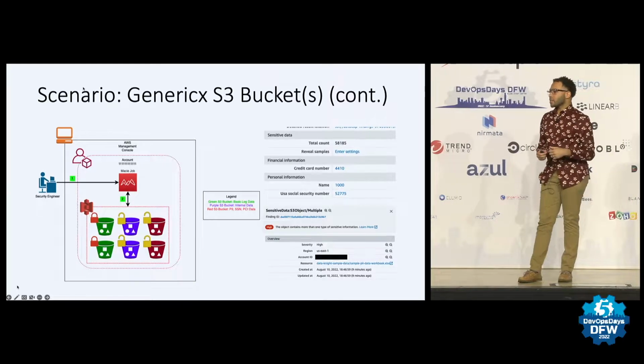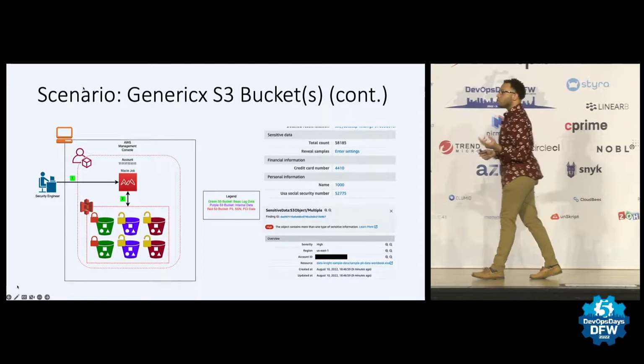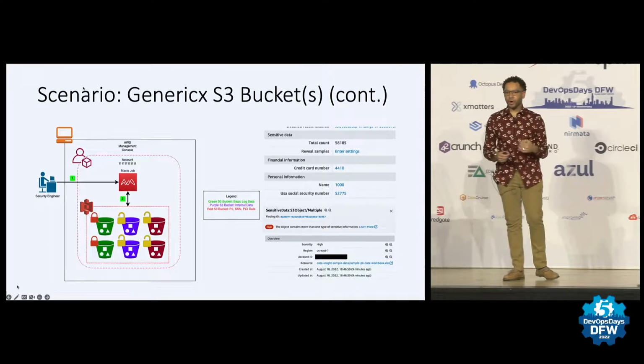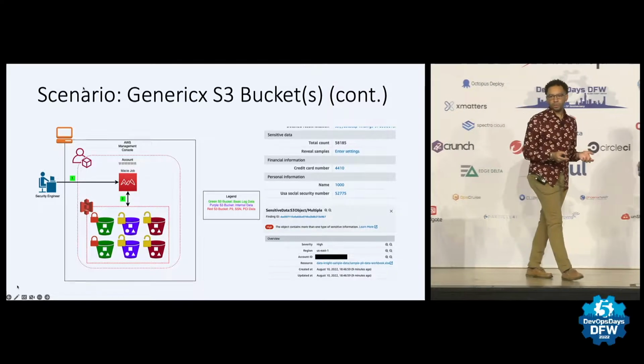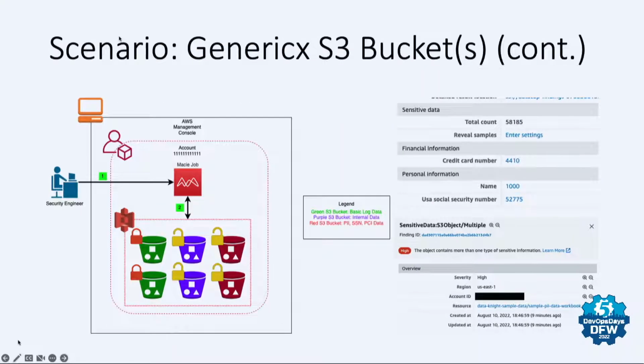So those S3 buckets, remember we had 2 green ones and 4 gray ones. Now they're color-coded, the 4 gray ones, right? They're still unlocked, unfortunately, but they're color-coded. And you have a purple bucket and you have a red bucket. So the purple bucket is the internal data. I don't know why they're storing it there. And there's also the red bucket, which is PII, SSN, and PCI data, right? Which is the same thing as PII.